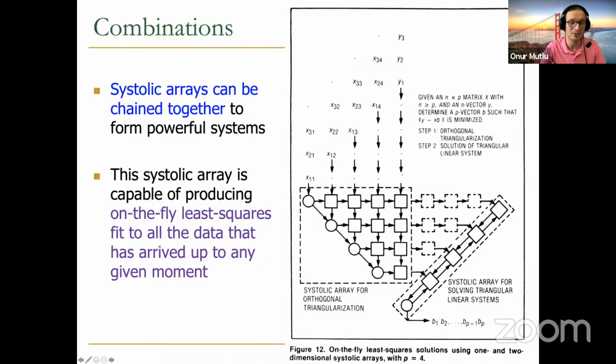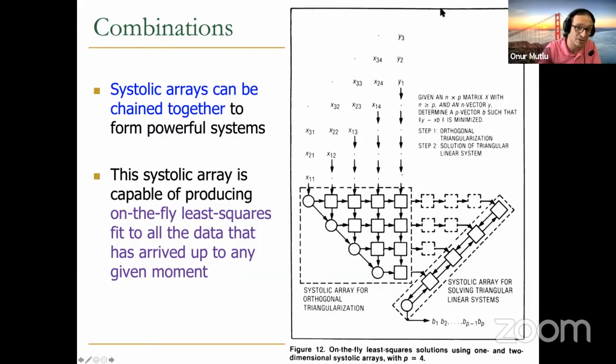In fact, this beautiful paper goes into a lot of interesting combinations. You can chain together systolic arrays to form even more powerful specialized systems. This particular systolic array, for example, is capable of producing on-the-fly least squares fit to all the data that has arrived up to any given moment. So what it's doing is really stream processing on real-time data. It's basically trying to find the least squares function that fits this data. It's very statistical processing. It's doing some analysis on a series of data, basically.